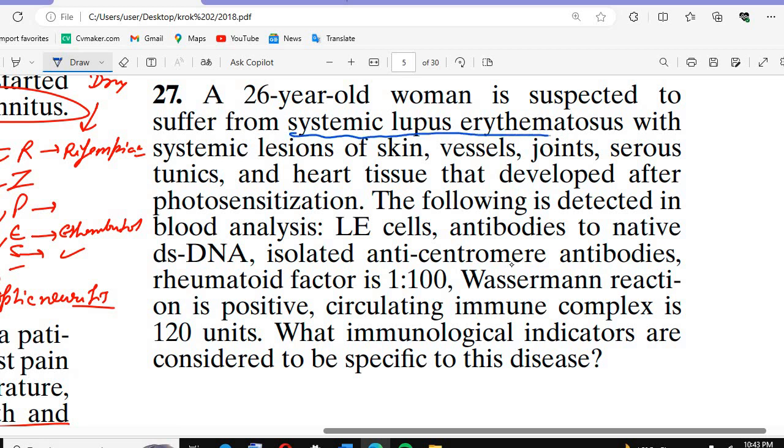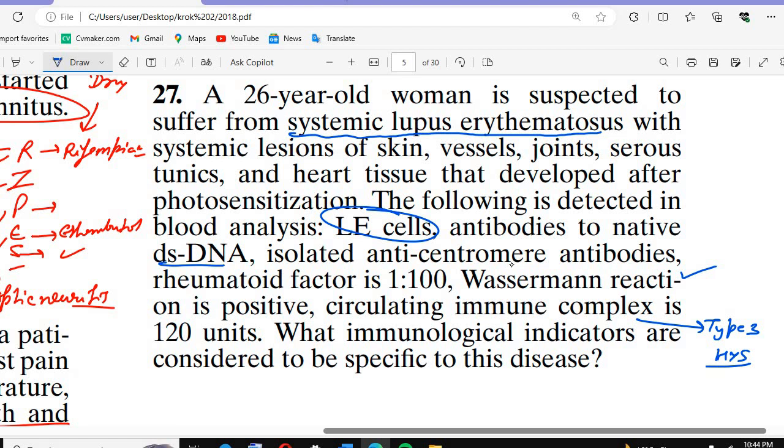So we have SLE here, and I hope every one of you knows that in SLE we have LE cells and antibodies to double-stranded DNA. The Wassermann reaction is positive, and it is an immune complex disease because it is type 3 hypersensitivity. We discussed this in rheumatology class, and you can also check the video on this.